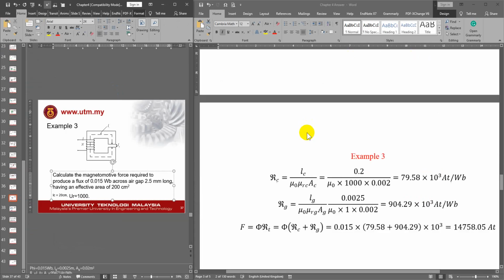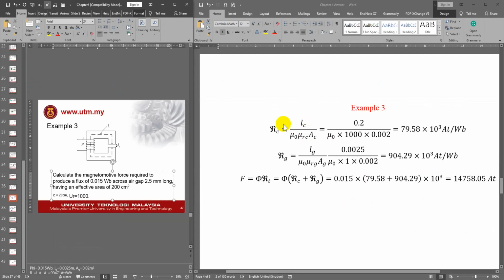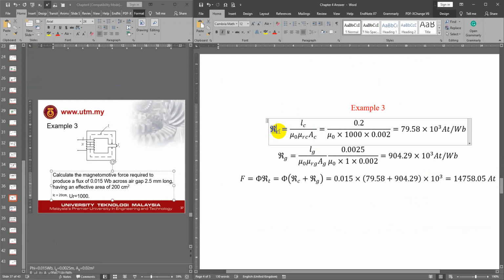So we look at the solution. You have to find the reluctance of the core. The length is given, see, 20 cm, so don't forget to convert it. Also the area is given, 200 cm squared, and you have to convert it also. Then you get the reluctance here.